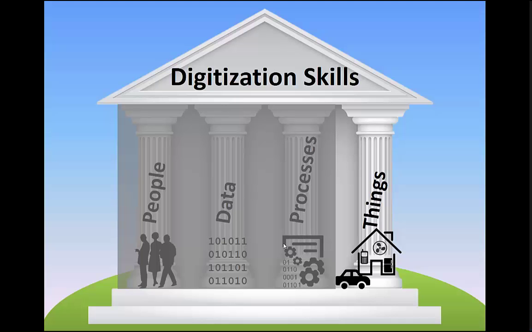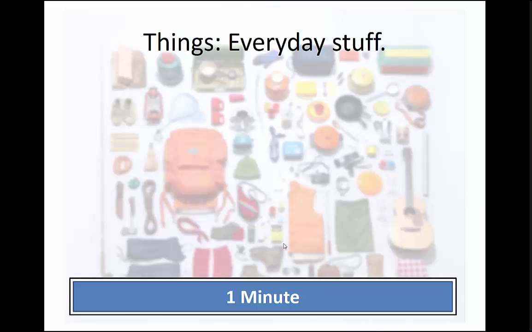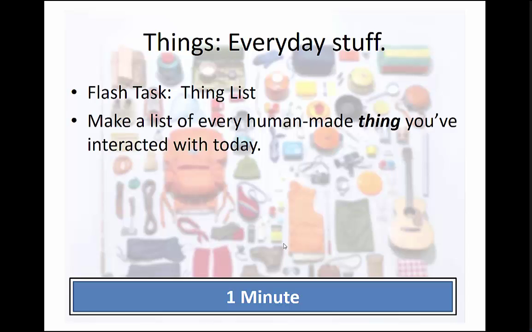Next, we want to talk about things. For this first one, what I would like people to do is talk about the everyday things that they get. The idea here is I want them to do a flash task very quickly, make a thing list. In the 1 minute that I give you, make a list of every human-made thing you've interacted with today. I want them to be really, really broad thinking. So not just electronics, but think about all of the things around them that are made by people, and try to make as big of a list as they possibly can.